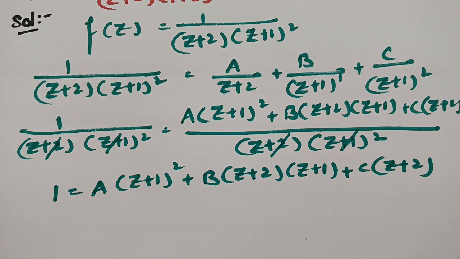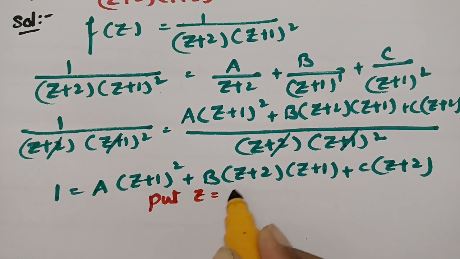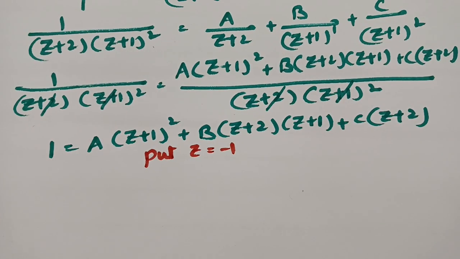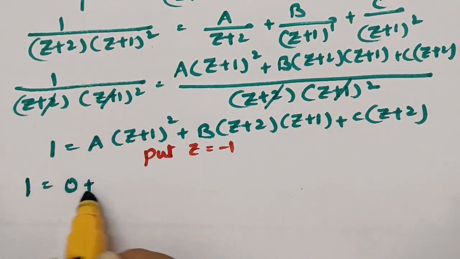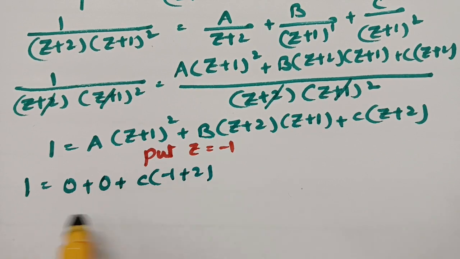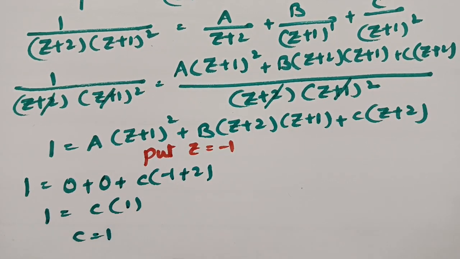Now, if I put z is equal to minus 1, this will be 0 and this will be 0. What remains here? Then I'll be getting 1 is equal to 0 plus 0 plus c times (minus 1 plus 2). So 1 is equal to c times plus 1, and the c value we got is plus 1.